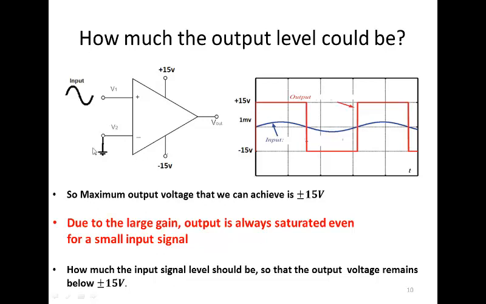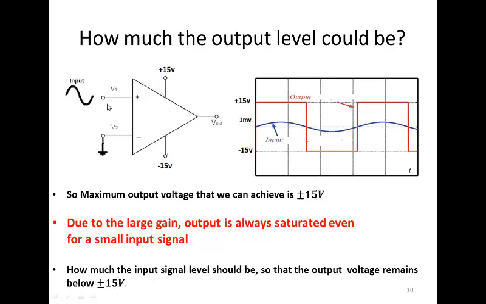You can see that for a very small input signal of 1 millivolt, you will be getting an output of 15 volts. Even if you reduce the input level to half a millivolt, what would be the output? It would be 100 volts. Still 100 volts is not possible at the output, and you will be getting only plus 15 volts. So for 1 millivolt, output would be at 15 volts. For half millivolt it would again be at 15 volts.